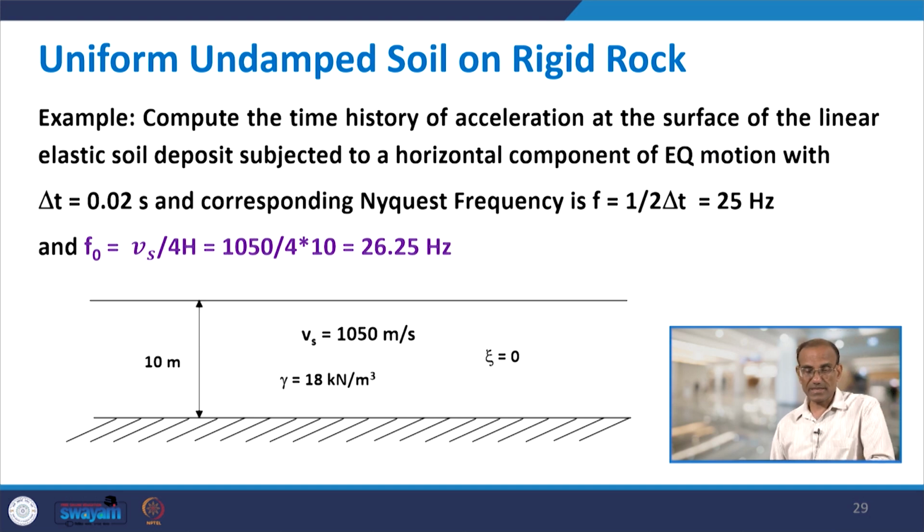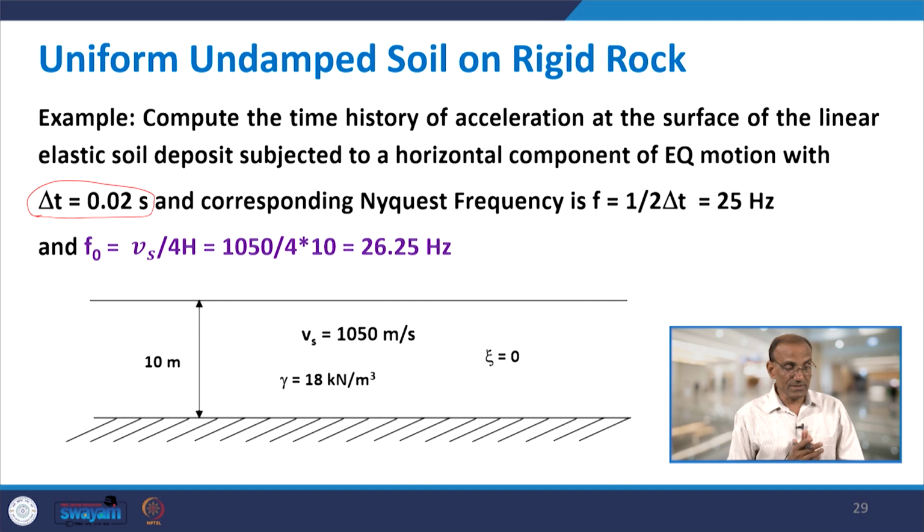Now, coming to one small example, it says: compute the time history of acceleration at the surface of a linear elastic soil deposit which is subjected to a horizontal component of an earthquake motion with time interval delta t equal to 0.02 second. Time interval means the time steps at which the data is given. That means you have the first step at t equal to 0, then t equal to 0.02, then 0.04, 0.06 and so on.